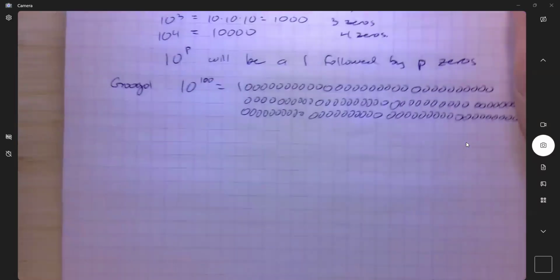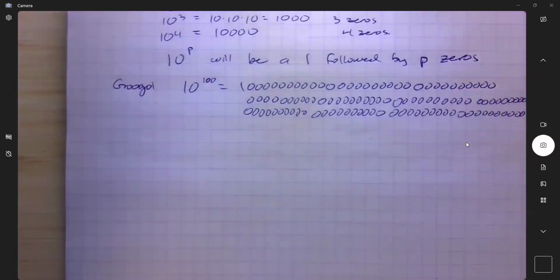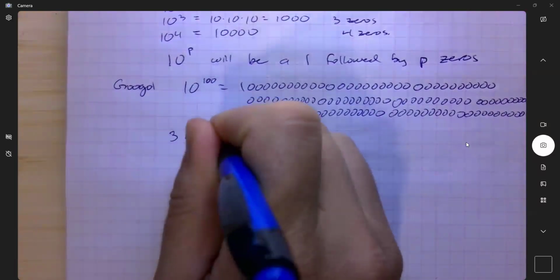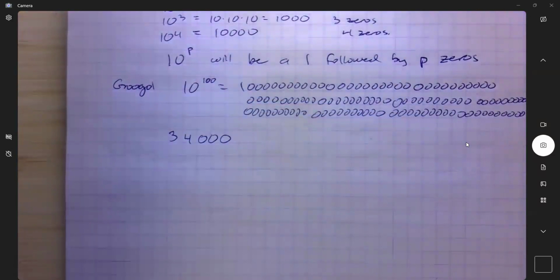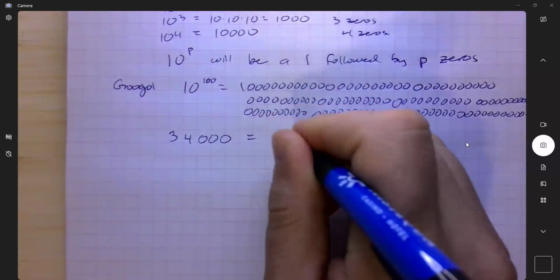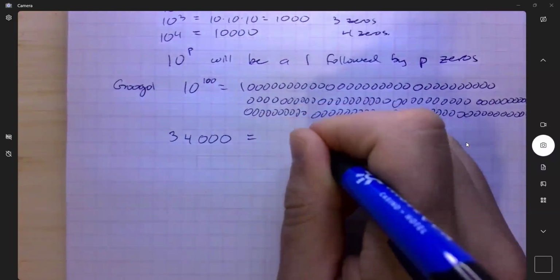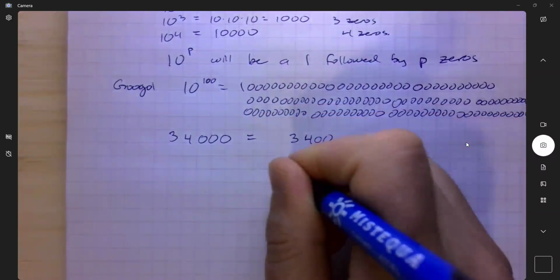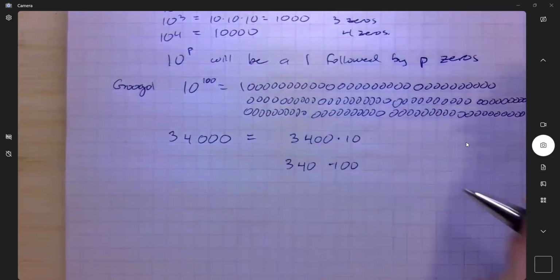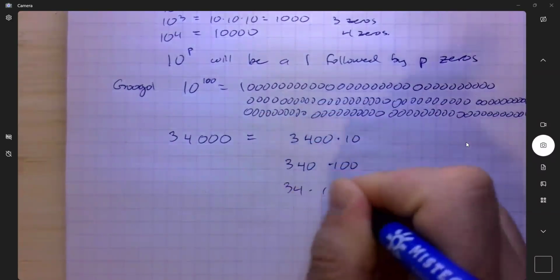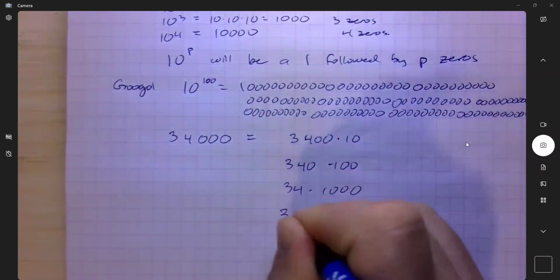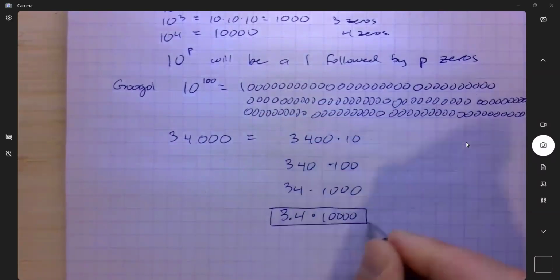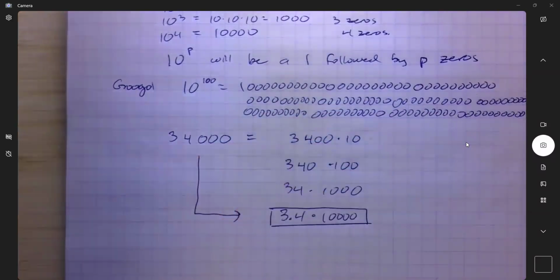All right, so let's take this and use it to write big numbers a little more easily. For example, if I wanted to write 34 thousand, I could say, oh, well, that's 3,400 times 10. That's not much more useful. Or 340 times 100, or 34 times 1,000, or 3.4 times 10,000. And this is what we're going to use for scientific notation.